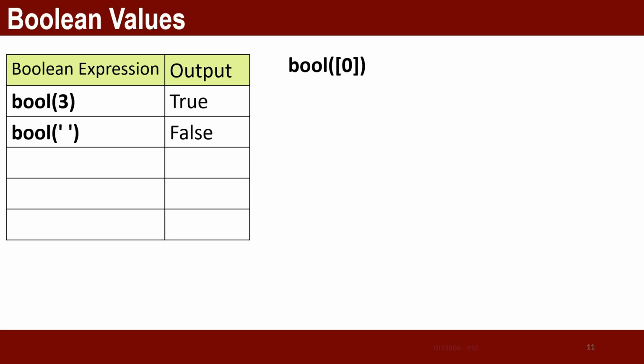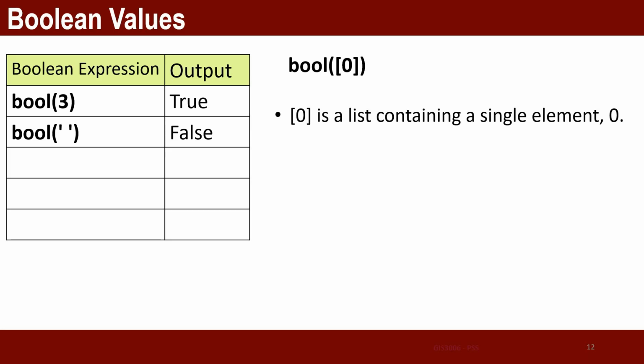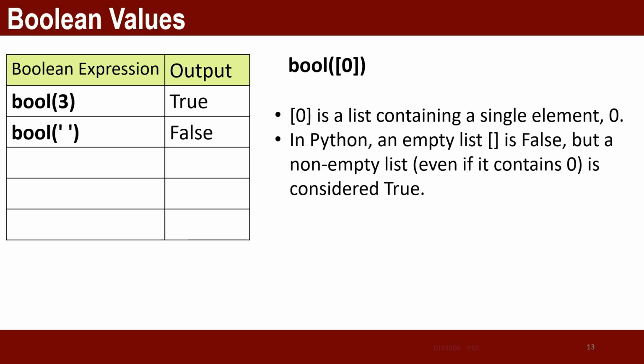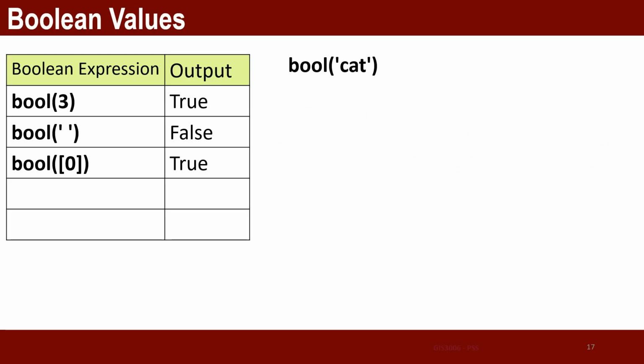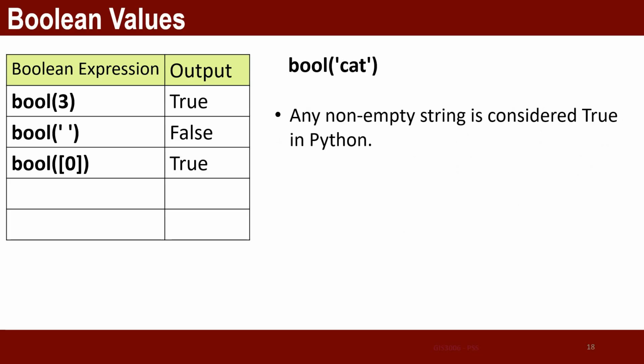Next one is bool of a list with index 0. This is a list containing a single element, that is 0. In Python, an empty list is false, but a non-empty list, even if it contains 0, is considered true. Since the list is non-empty, bool of it evaluates to true, and the result will be true.